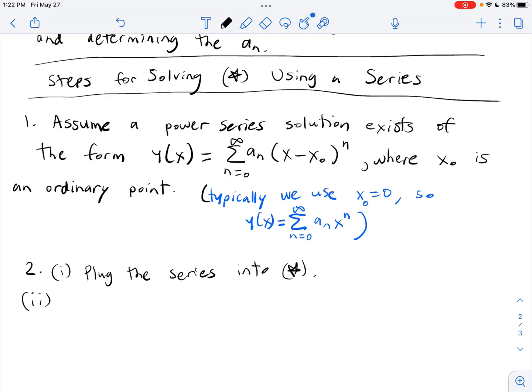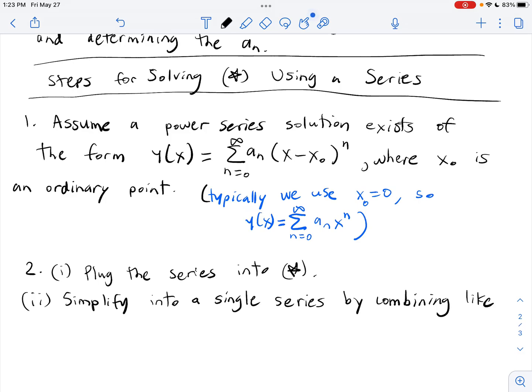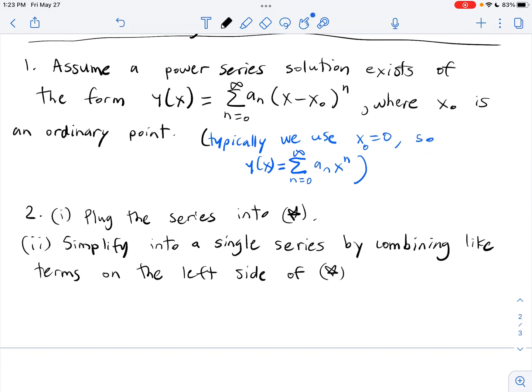Sub-step 2, simplify into a single series by combining like terms on the left side of star, and I'll say tip, reindexing helps. So that's step 2.